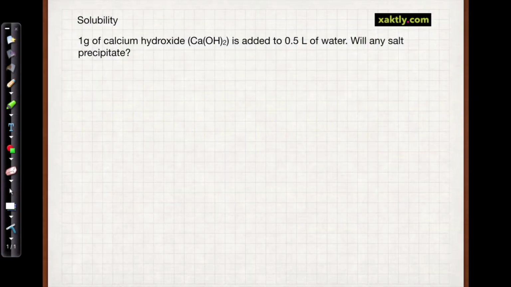Let's imagine that we want to mix a gram of calcium hydroxide into half a liter of water. And what we're worried about is, will some of that precipitate? Well, we can use the solubility product constant to figure that out.